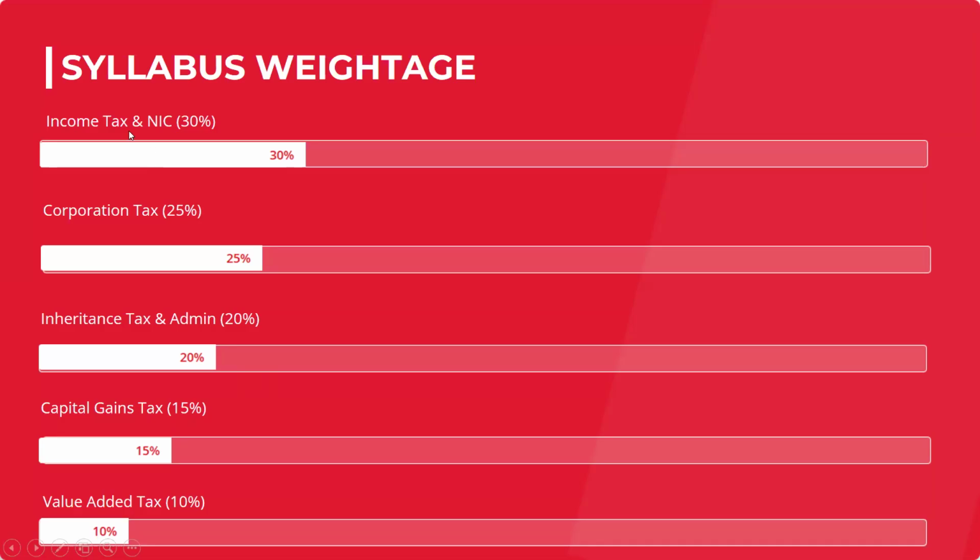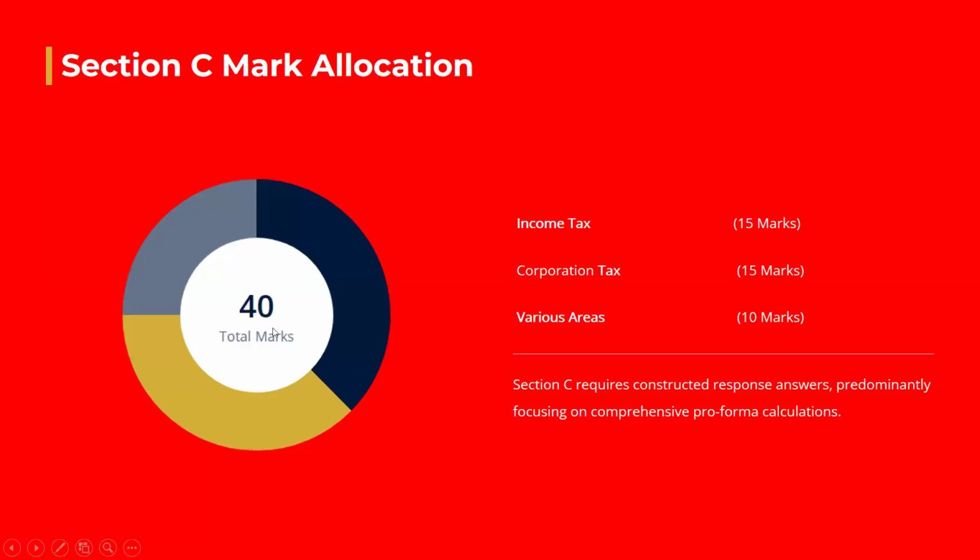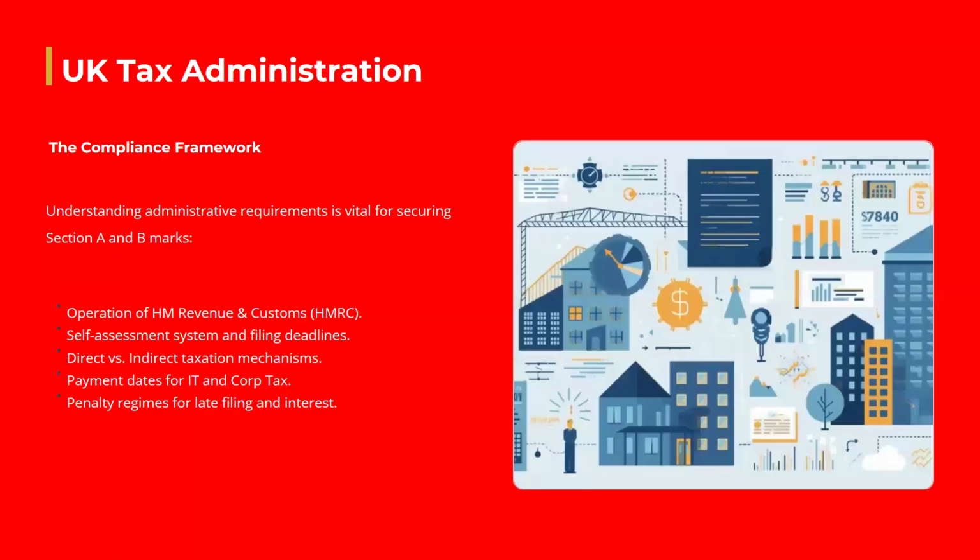So the highest, your progress will depend upon these two sections. Either you want to do it in the beginning, do it in the beginning. If you want to do it in the end to remember everything, that's totally your choice. So this is the 40 marks for section C that I was just telling you, income tax 15, corporation tax, and this can come from anywhere, so we cannot spot anything on it.